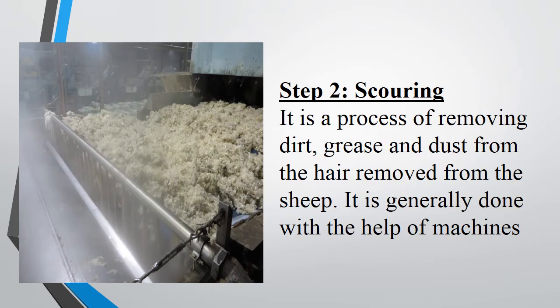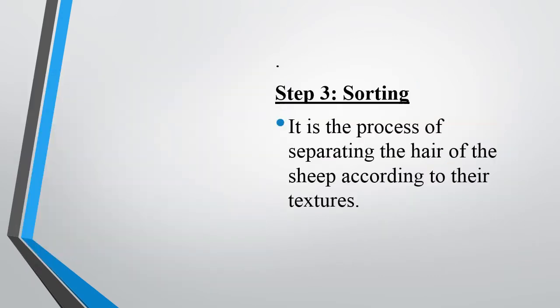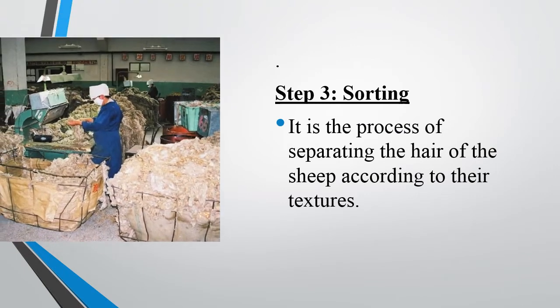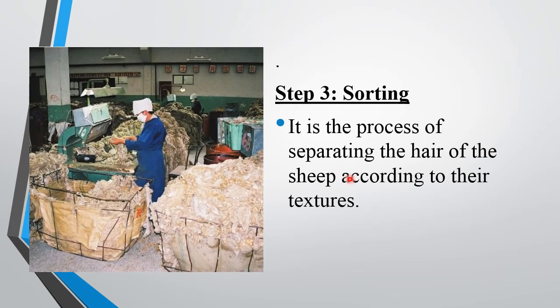The third step is sorting. Scouring is followed by sorting. Sorting is the process of separating the woolen fibers, that is hairs of different textures, soft and so on. So it is the process of separating the hair of the sheep according to their textures.